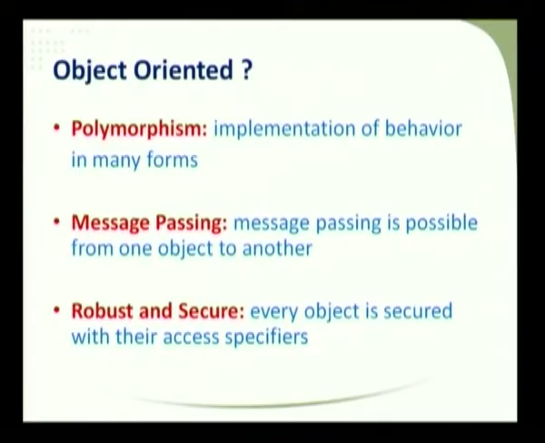Next is message passing. Message passing is nothing but calling a method from one object to another object. This is also an object oriented concept. Next is robust and secure. Every object is secured with its access specifier. In Java we have many access specifiers which could make your object more secure.